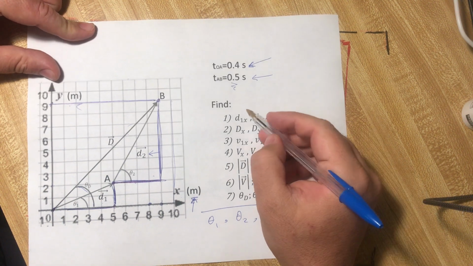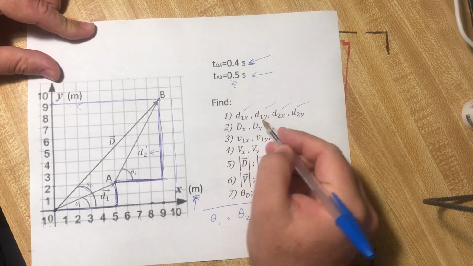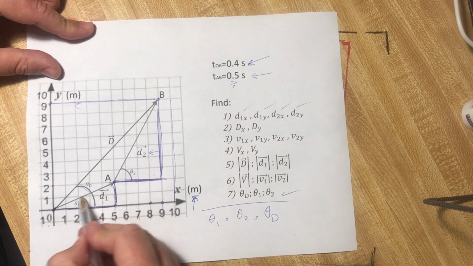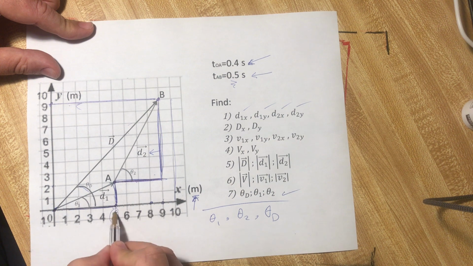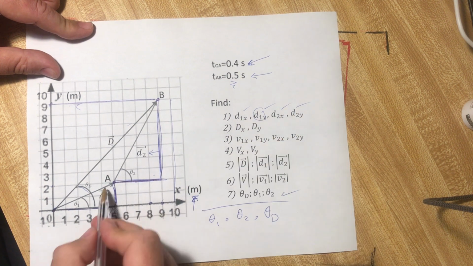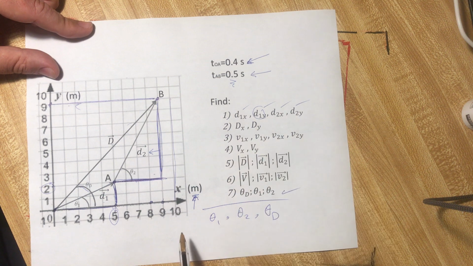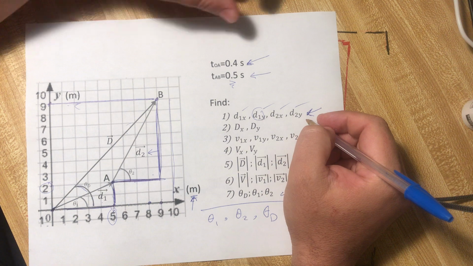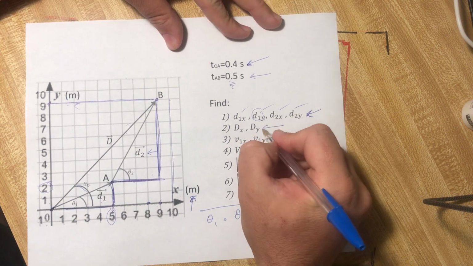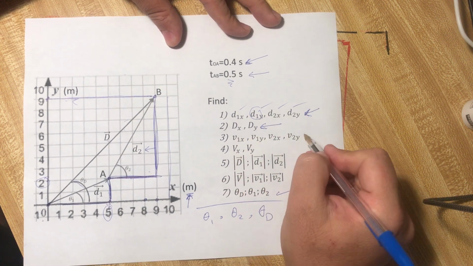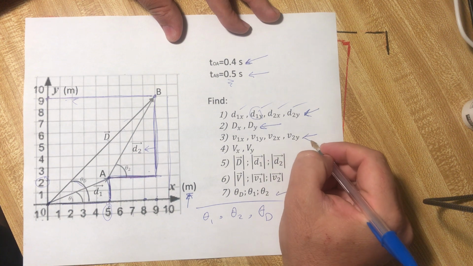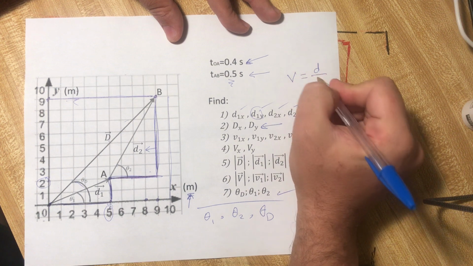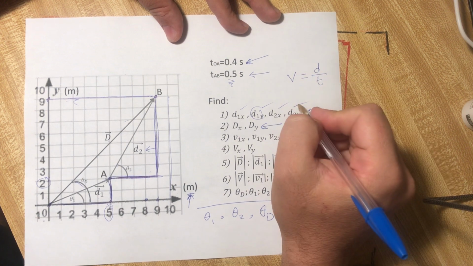You can find the components of each vector just by looking at d1x. This is d1, and the x component is 5. The y component of the first vector is 2, and so on. These are position vectors, and this one also. Now I need you to calculate the velocities. The velocity is equal to the displacement divided by the time.